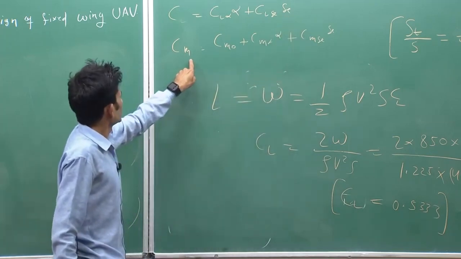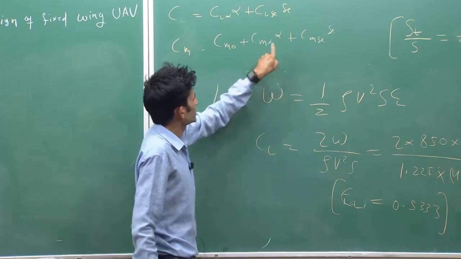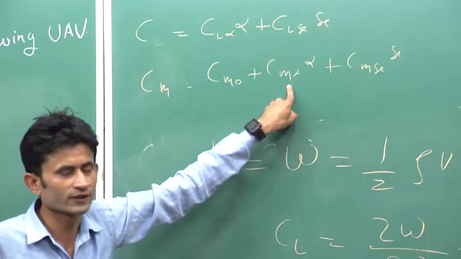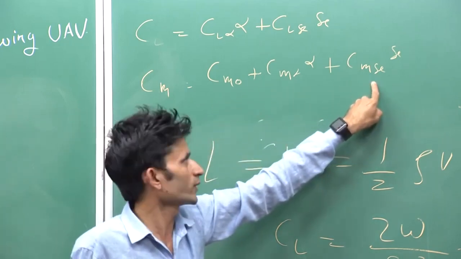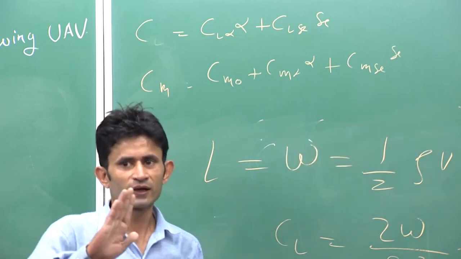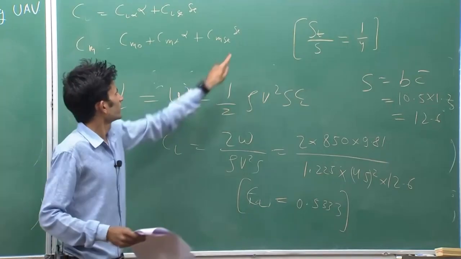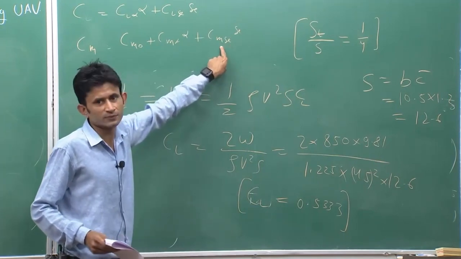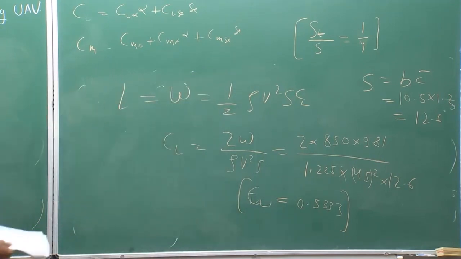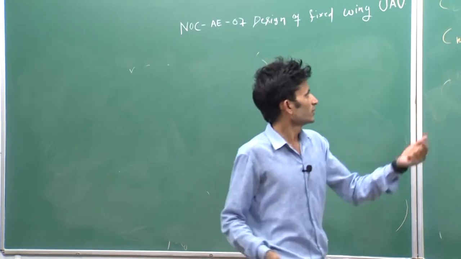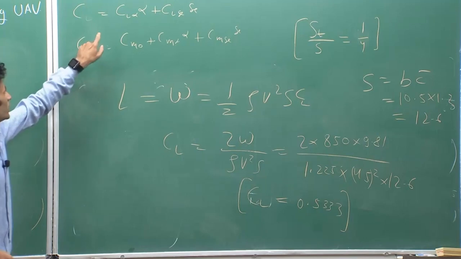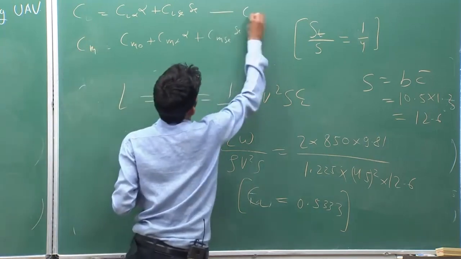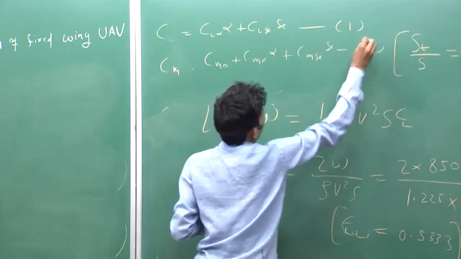In this moment equation, CM equal to CM naught plus CM alpha into alpha, this CM alpha is nothing but CM alpha of the whole air vehicle, this CM naught is the CM naught of the whole air vehicle, and this CM delta depends on how much the aircraft will respond in terms of moment when you deflect the elevator. This CM delta is nothing but the elevator control power. Whenever you are trimming, you are balancing the moment, so the net moment will be 0. Use these equations 1 and 2.